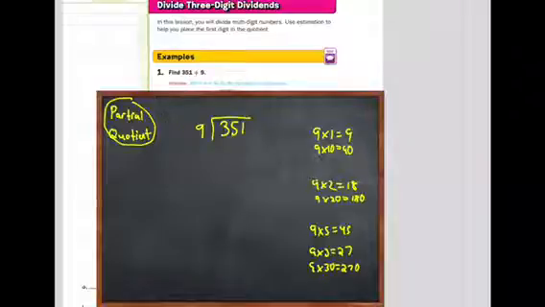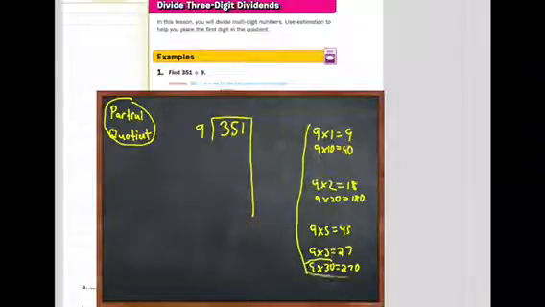All right, so let's get ready for partial quotient. Out of all of my facts over here, 9 can go into 351 at least 30 times. So I'm going to write the 30 here, and 30 times 9 is 270. So I'm going to subtract.